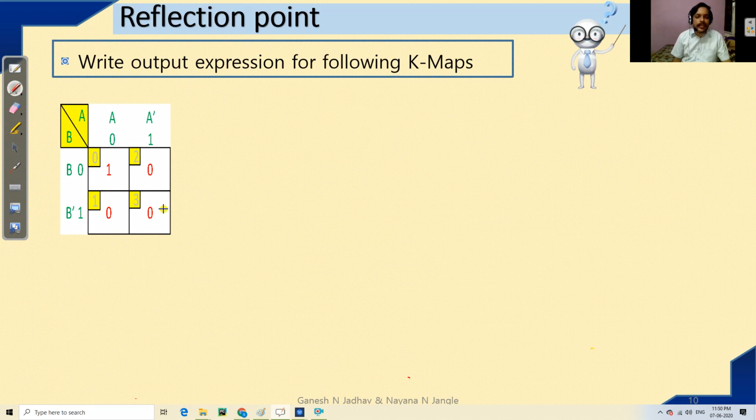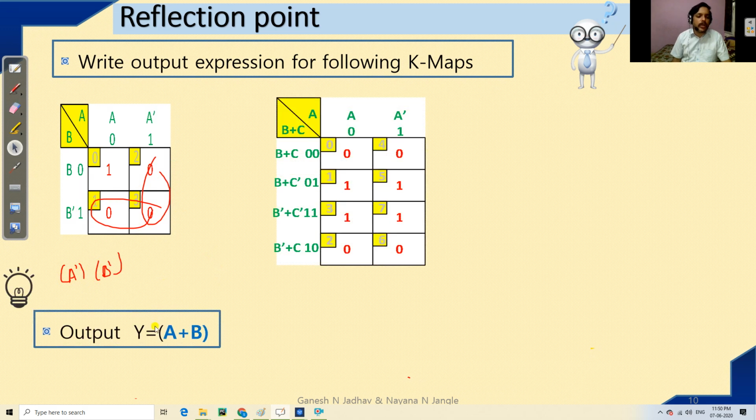Let's check the answer. I have to make this group of 2, and this group of 2. For this group of 2 the non-changing element is b dash, and for this group of 2 the non-changing element is a dash. So for one group it is a dash, and for another group it is b dash. So let's see what the output is. Sorry, it is not a plus b, it is a b dash. This answer is wrong, don't consider this answer. It is a b dash.